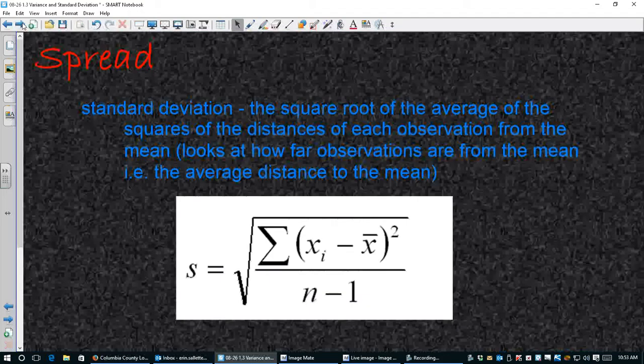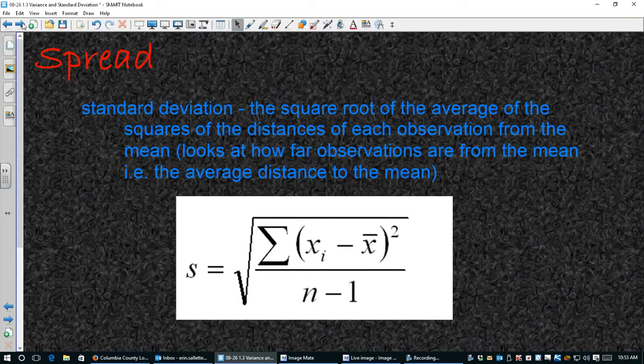When we're talking about spread, of course, you can use the range, which is from the minimum value to the maximum value in your set. But another way to measure spread is the standard deviation. And the standard deviation, literally, if I were to read this equation, is the square root of the average of the squares of the distances of each observation from the mean.